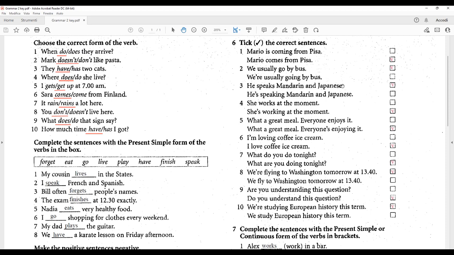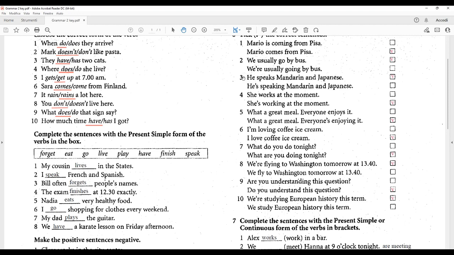He speaks Mandarin and Japanese. He is speaking Mandarin and Japanese. Well, obviously, he speaks Mandarin and Japanese today. He speaks Mandarin and Japanese tomorrow. He knows Mandarin and Japanese. So present simple. No, he is speaking Mandarin and Japanese at the moment. He works at the moment. He is working at the moment.